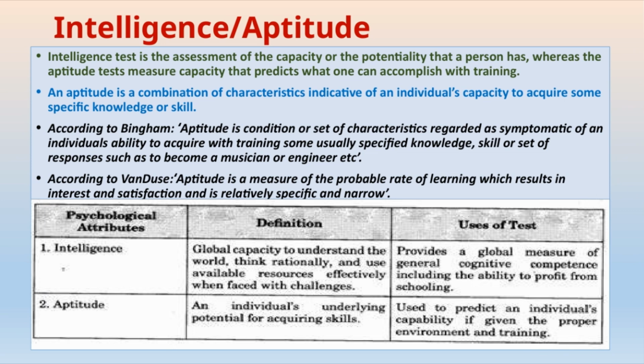For example, it could show whether someone might become a good musician or engineer with the right education and practice. Bingham describes aptitude as a set of characteristics that show an individual's ability to learn something specific with training. Van Duze adds to this by saying aptitude measures how quickly someone is likely to learn while also enjoying the process, highlighting that aptitude tends to be more narrow and focused than general intelligence. So, understanding both concepts helps us better evaluate potential and predict learning success in targeted areas.